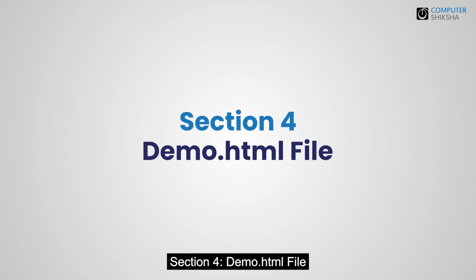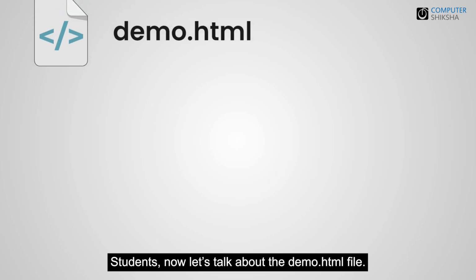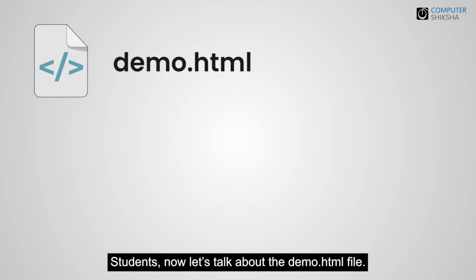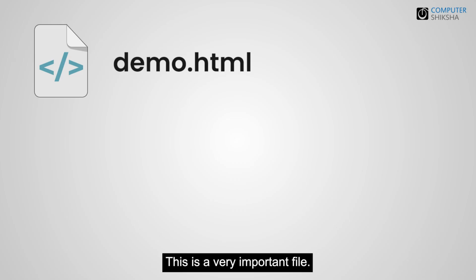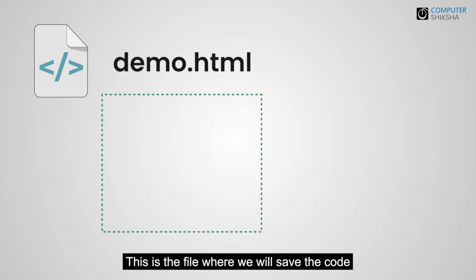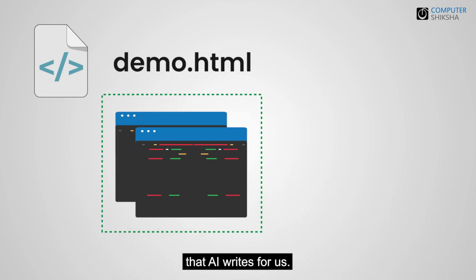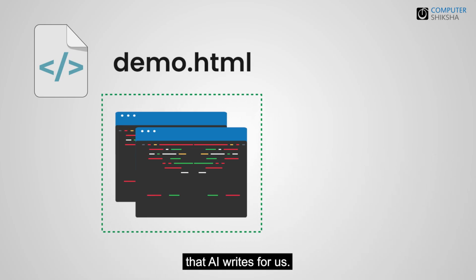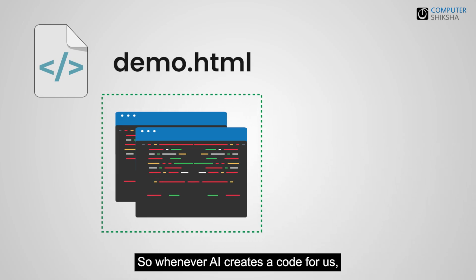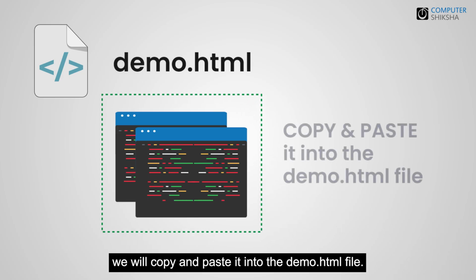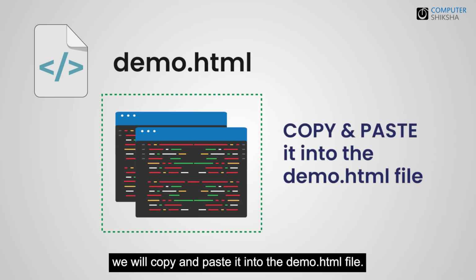Section 4. Demo.html file. Students, now let's talk about the demo.html file. This is a very important file. This is the file where we will save the code that AI writes for us. So whenever AI creates a code for us, we will copy and paste it into the demo.html file.